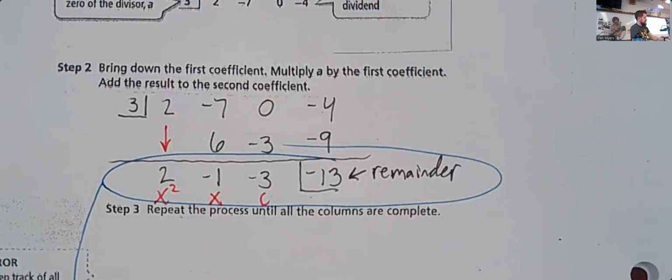I'm writing it like in the 2x squared minus 1x minus 3, with the remainder, like just what we did on the first page. I'll show you when we get down here.